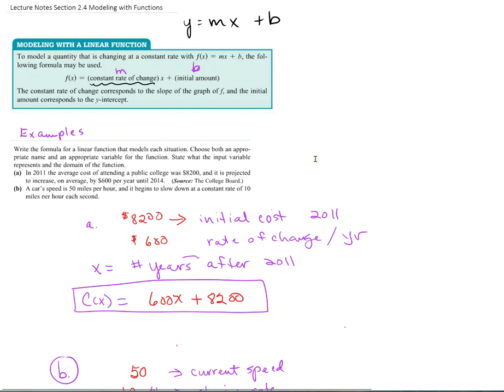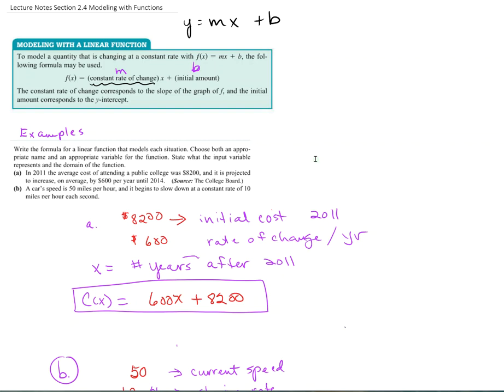This is section 2.4, and we're going to deal with modeling with functions. That means you're probably going to see some word problems, and you've got to pull out the data and come up with whatever it's asking you to do. So a few examples here on this page.